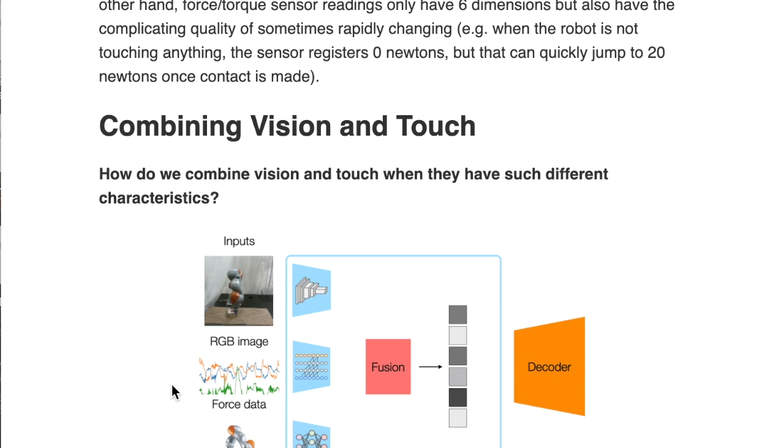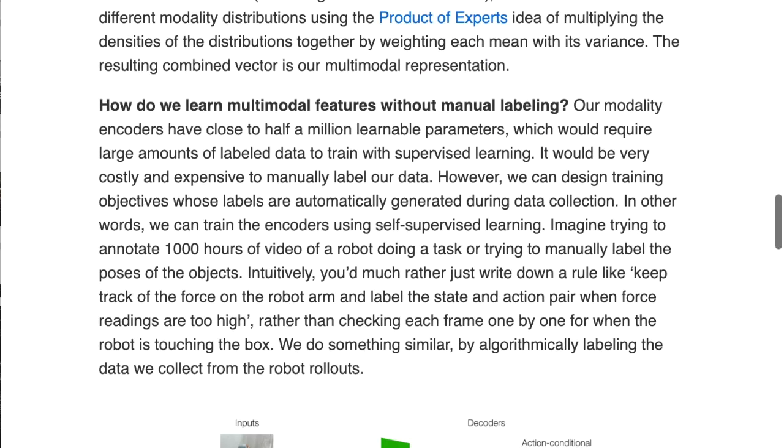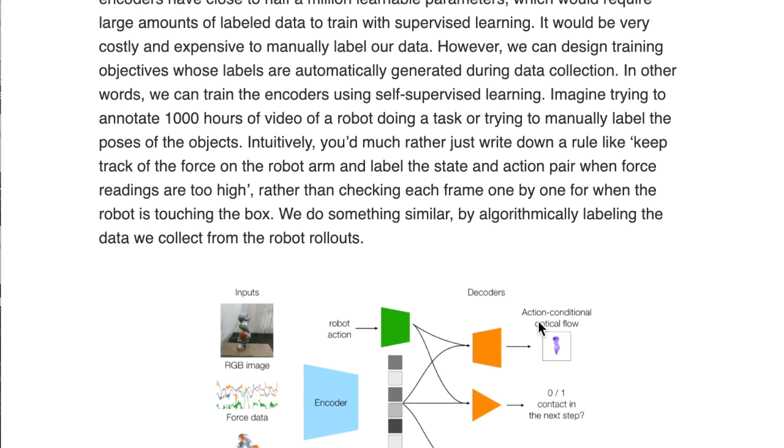So after separate networks encode the vision and force modalities, these features are later combined in the pipeline, described as a multimodal representation. The authors use self-supervised learning to train this multimodal representation, predicting things like the optical flow of the images, the next pose of the robotic arm, will it make contact in the next step, and determining if the sensory inputs are time-locked with each other.